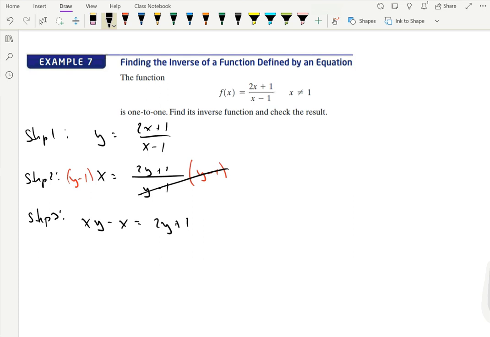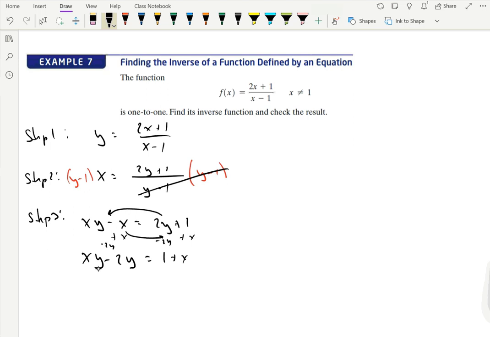Now I've got at least no fractions, but I still need to get my y terms on the same side. It doesn't matter which side we move them to. So just for example, let me move my 2y's over here. So I have xy minus 2y. And at the same time, let me move this x to the other side by adding. So that would be 1 plus x. So I added x to both sides, and at the same time I subtracted 2y from both sides.